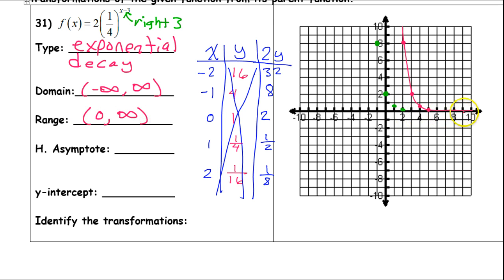You can't reach the asymptote, so we have to leave this a round parenthesis. The horizontal asymptote is y equals 0, the x-axis. Don't just put 0, put y equals 0.